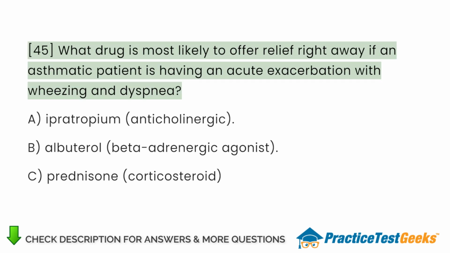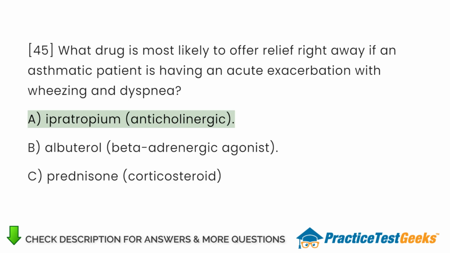What drug is most likely to offer relief right away if an asthmatic patient is having an acute exacerbation with wheezing and dyspnea? A. Ipratropium, anticholinergic. B. Albuterol, beta-adrenergic agonist. C. Prednisone, corticosteroid.